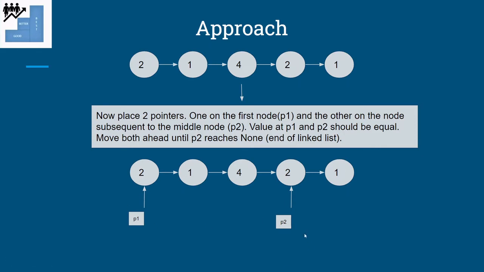And then we start comparing both the values at these pointers. So we compare, we find them equal, and then we move both the pointers one step ahead, and again compare and find them equal. This needs to go on until P2 reaches none, which indicates that the linked list is over. If all the elements turn out to be equal this way, then the linked list is a palindrome linked list.